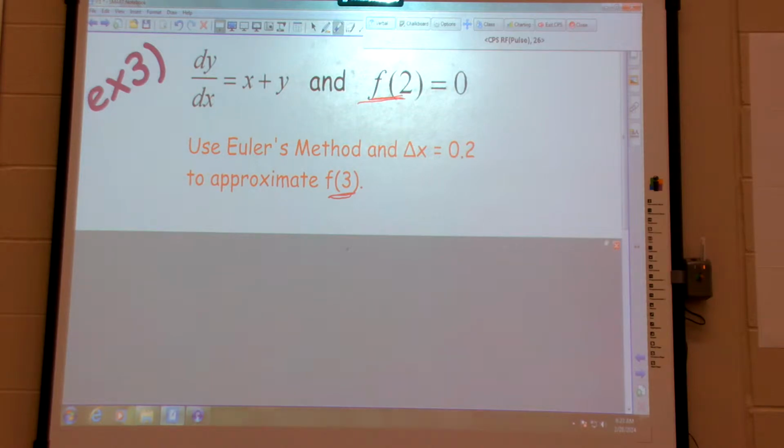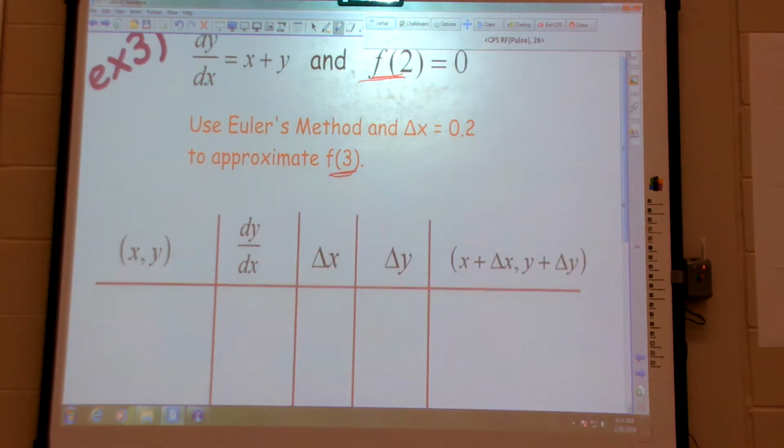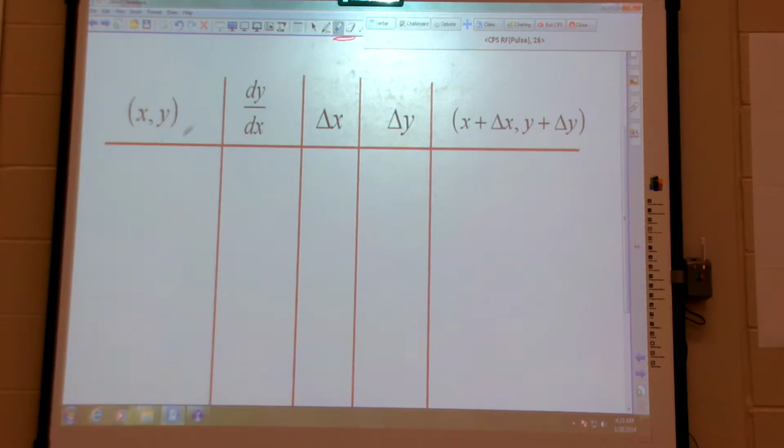So, I'm going to make a big table with my point, x y, my derivative, dy/dx, delta x, which is my step size, delta y, which is my step size in y, and x plus delta x, y plus delta y. Make sure you have all this written down in a nice neat table.